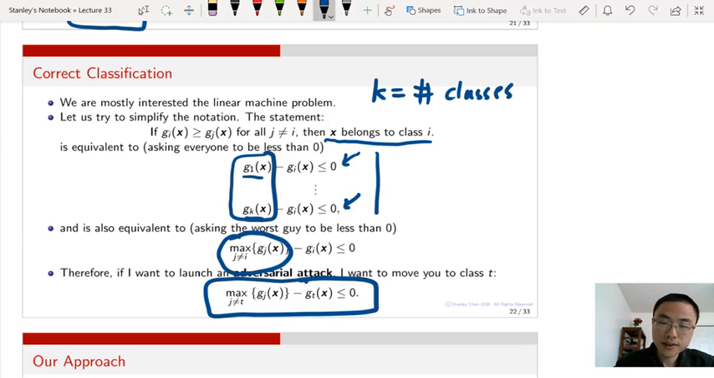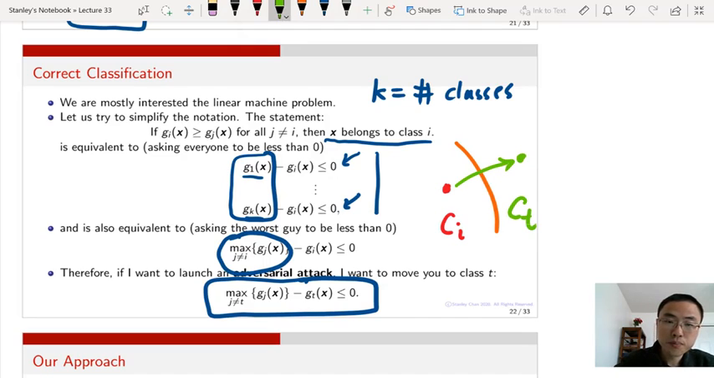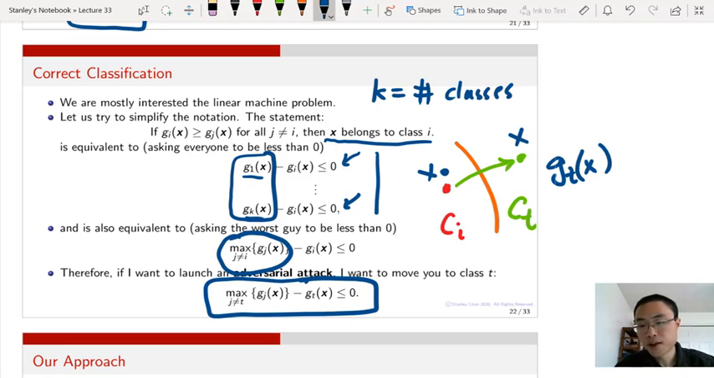Imagine that this is your decision boundary, and then your data point here, and this is your input class. You want to travel to this point here. This is C of t. Now you compute the discriminant value. This is gt of your x. This is your x, this is your x0. You evaluate gt of x.